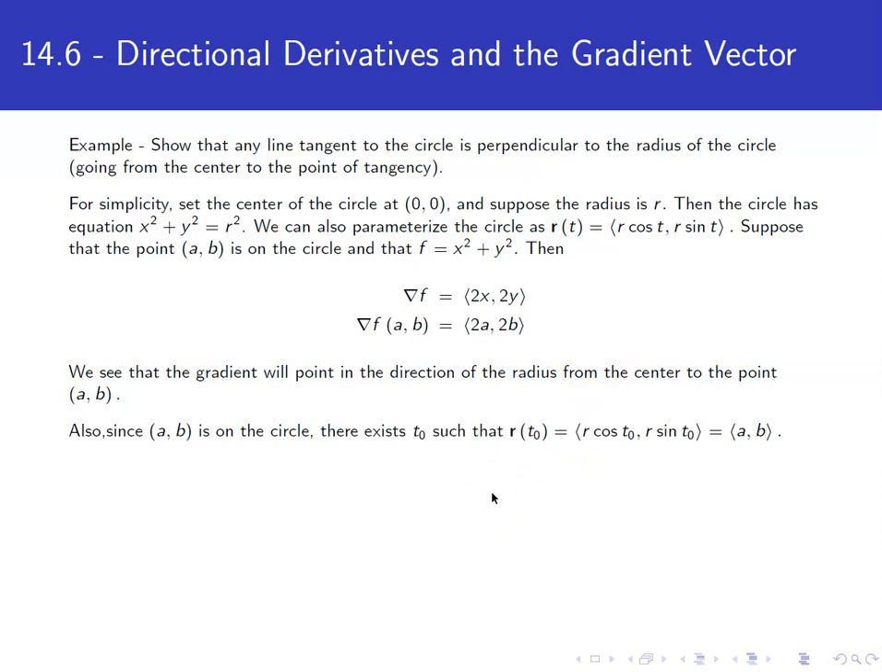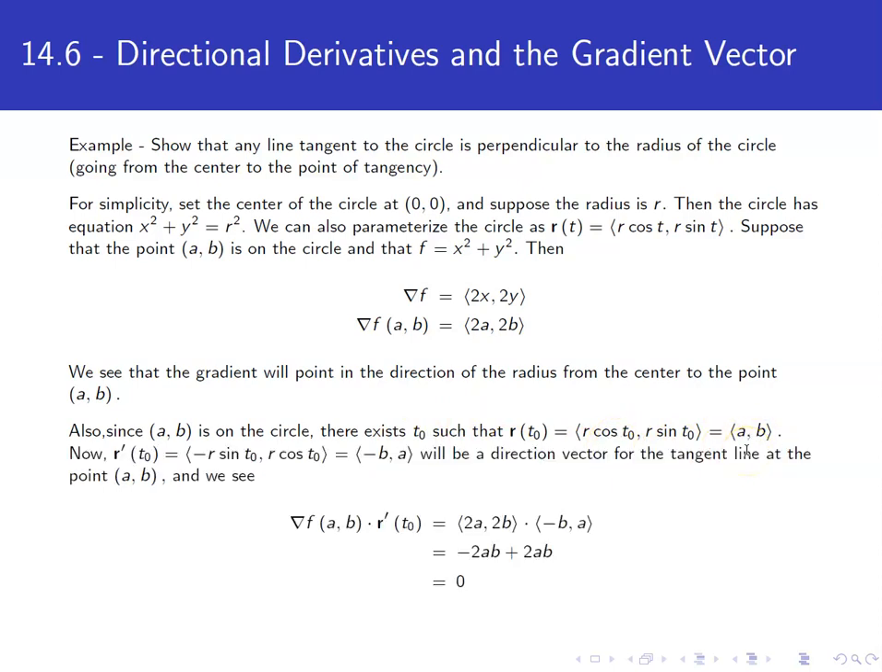(a, b) is also on the circle, so certainly there exists a t value that we can plug in that gives us the vector a comma b. If we take the derivative at that point, notice that we get the vector negative b comma a. That's a vector that's tangent to the circle. And now notice that if we take the gradient and dot it with this tangent vector, we really do get 0. So the gradient, which is in the same direction as the radius, dotted with a tangent is equal to 0. So we really do get that radii and tangents are perpendicular to each other in a geometric sense.